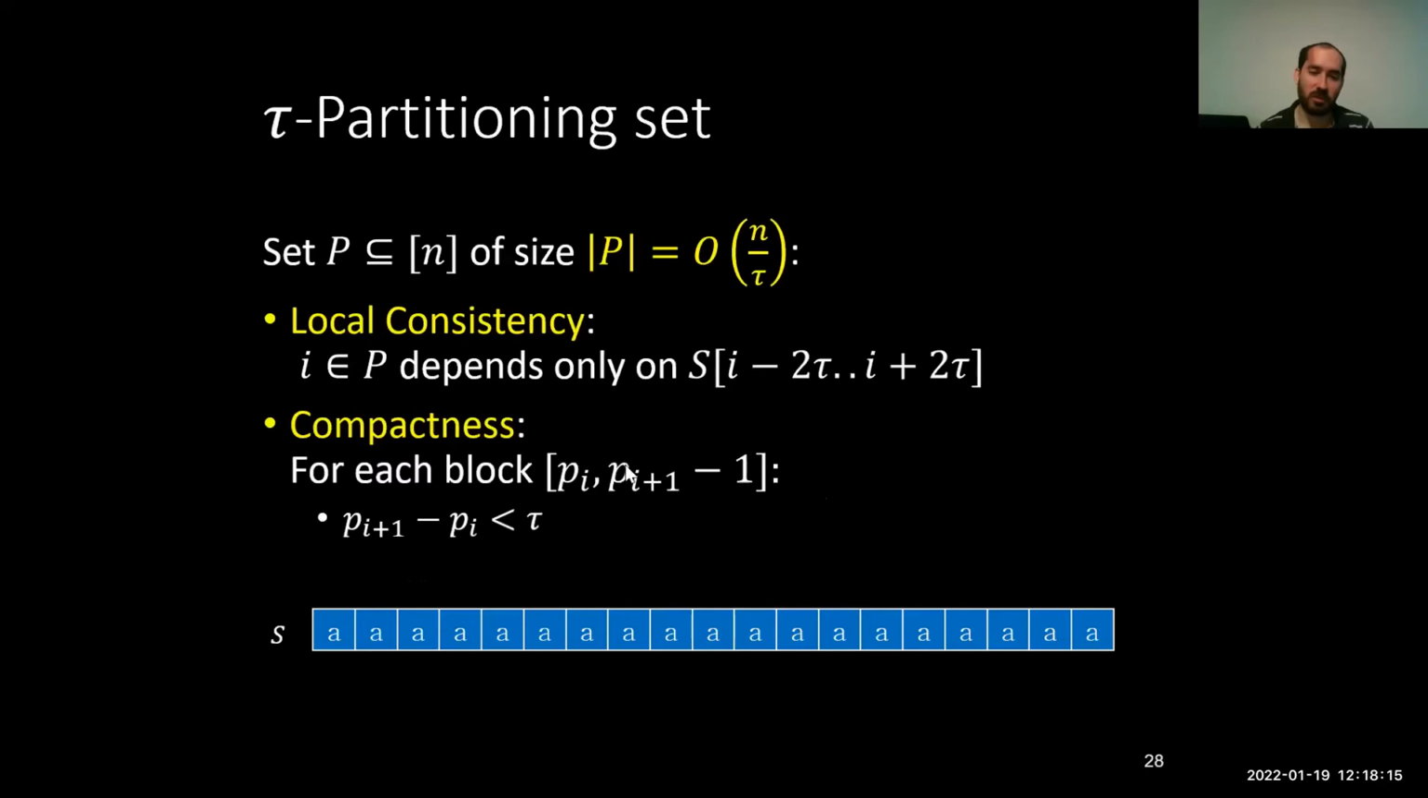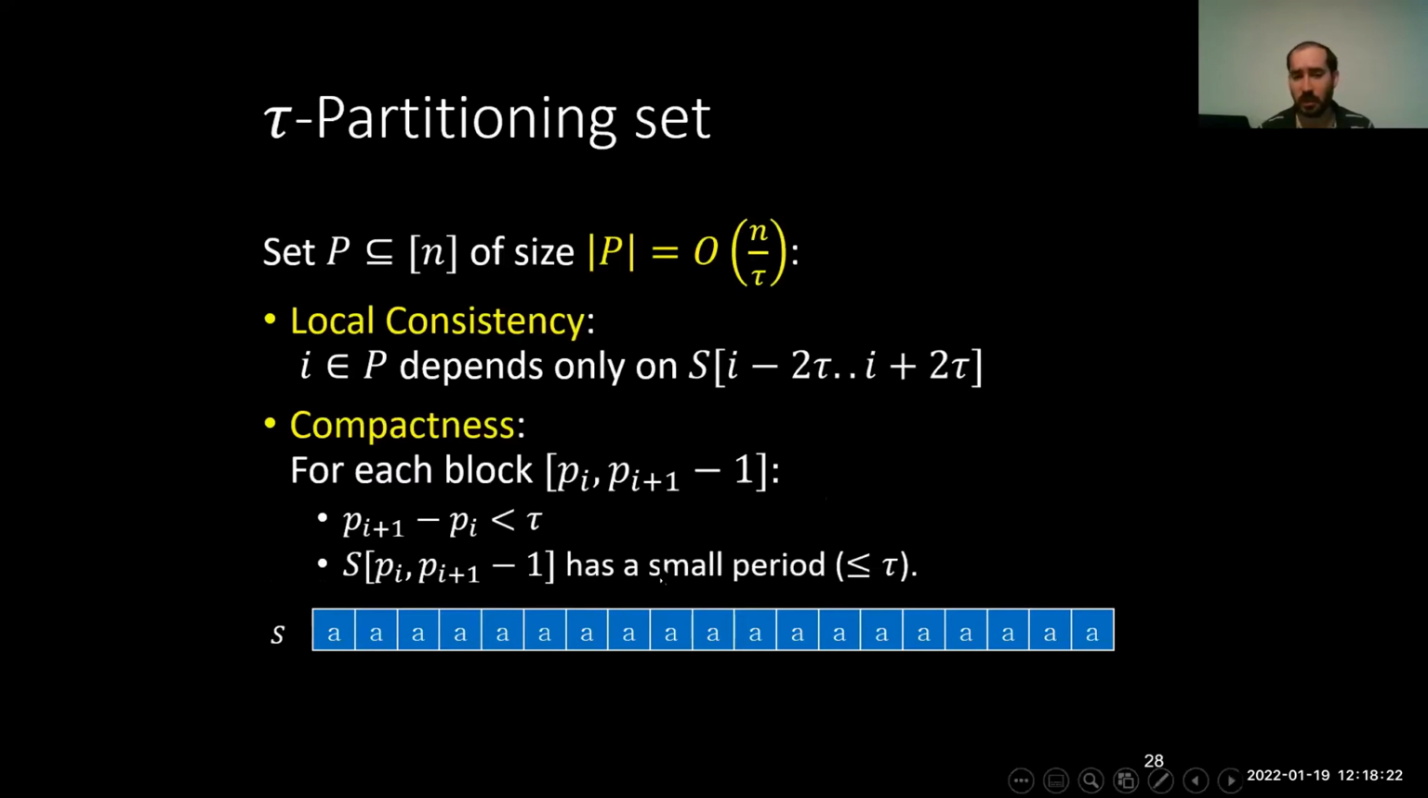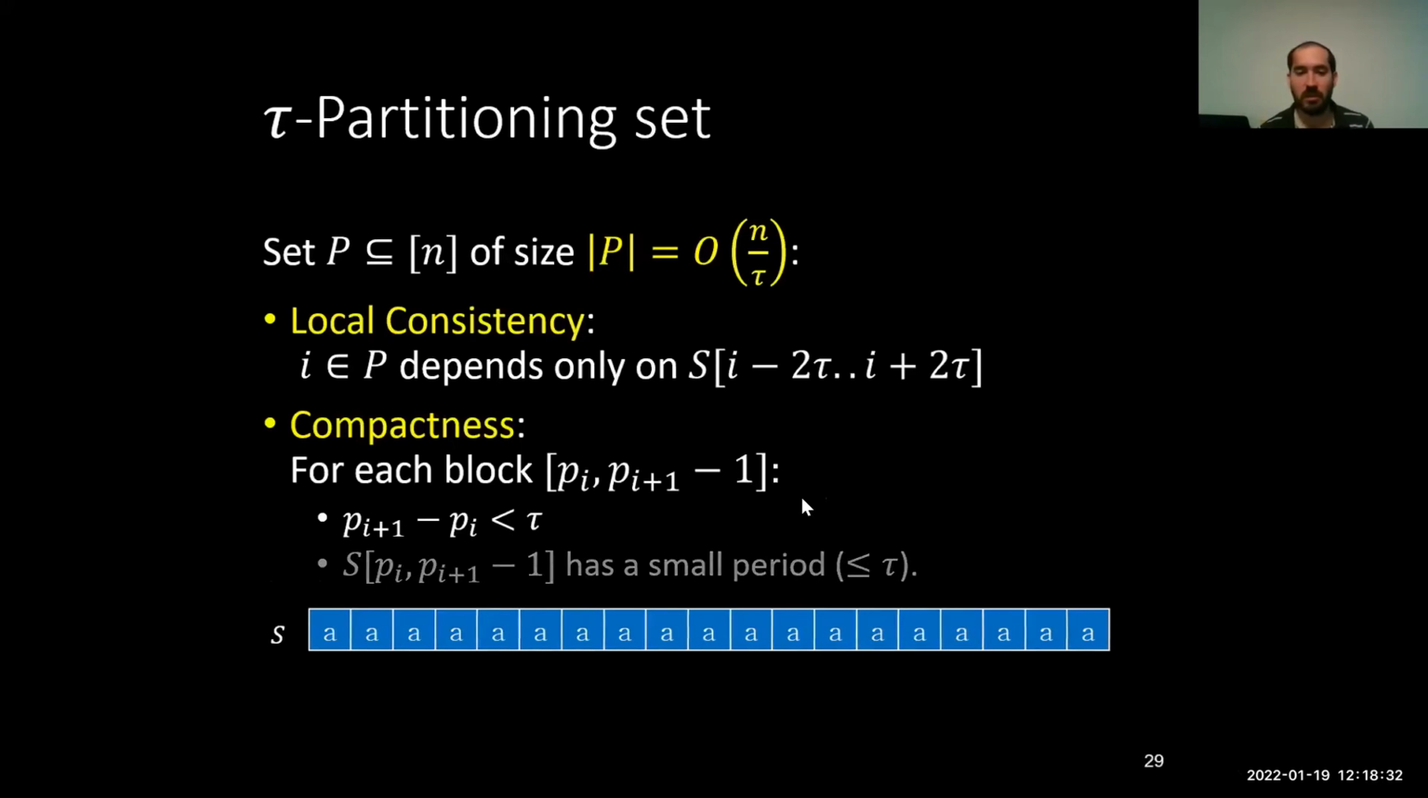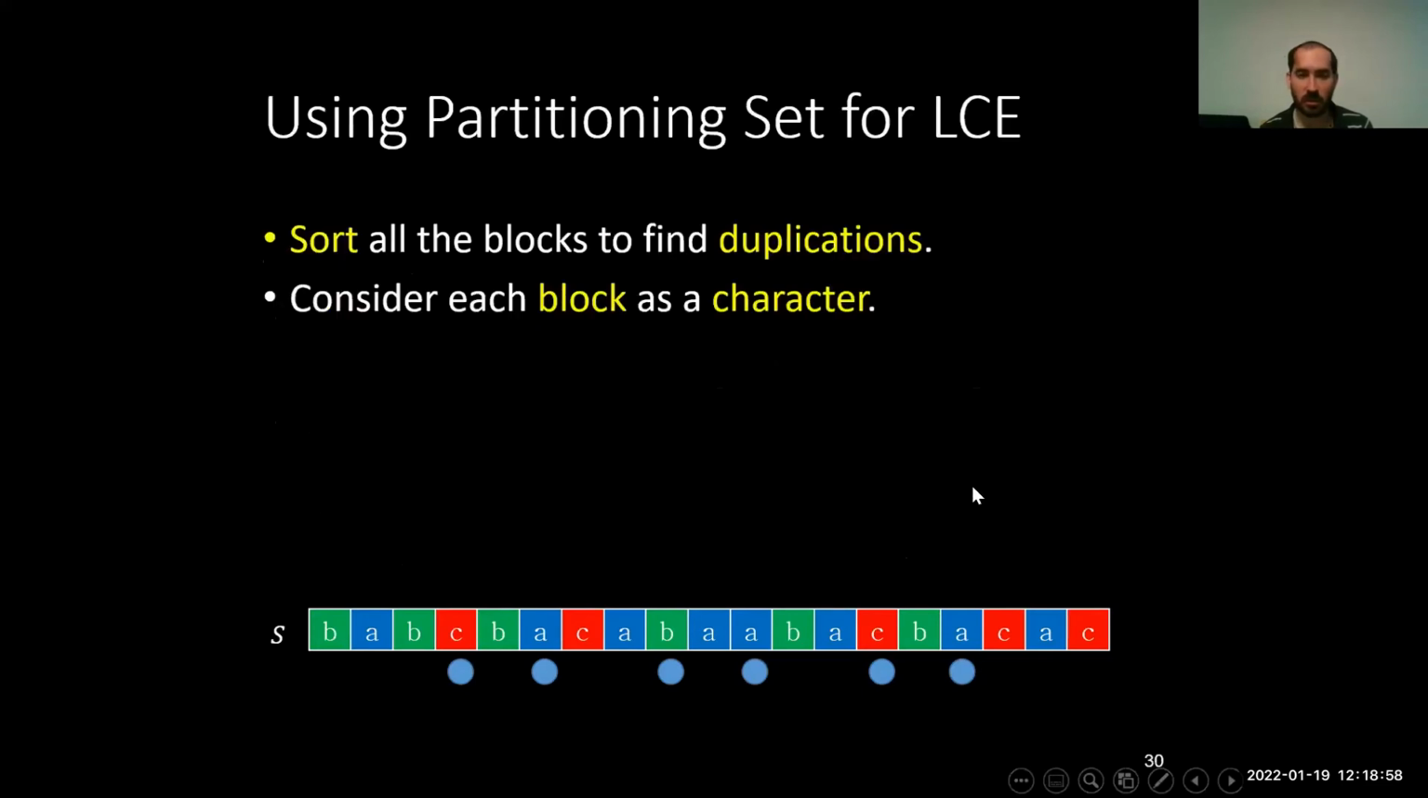Therefore, we have to define a little bit more detailed definition, and we allow a large block just in cases similar to this one, where the large block has a small period, smaller than order of tau. And for the sake of simplicity now, let's just focus on the case where we don't have such cases. Let's think about square-free strings, which are strings without any repetition in them. For these strings, there are tau partitioning sets, and we describe in the paper how to find such sets, and I will talk a little bit about it in a minute.